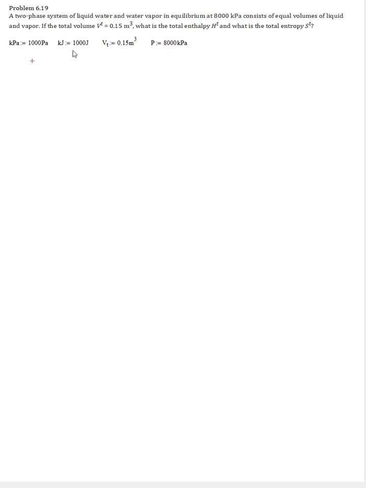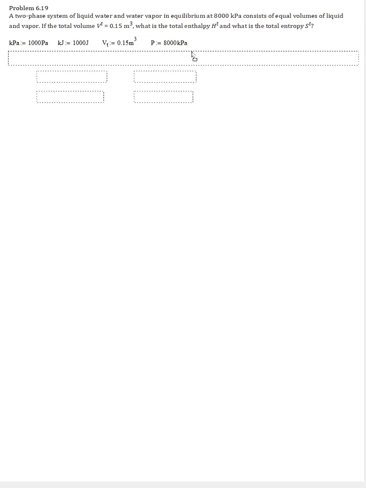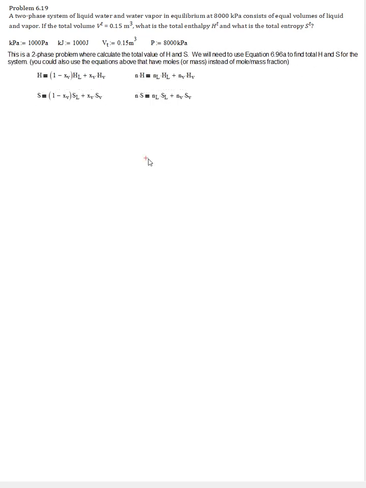So we've got our beginning information here. The total volume, V sub t, is 0.15 meters cubed. Our pressure is 8,000 kilopascals. And what we need to realize is this is, of course, a two-phase system where the liquid and the vapor water are in equilibrium.